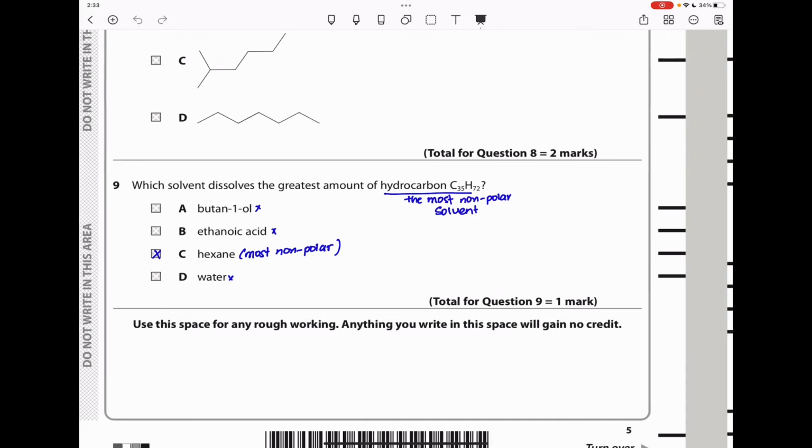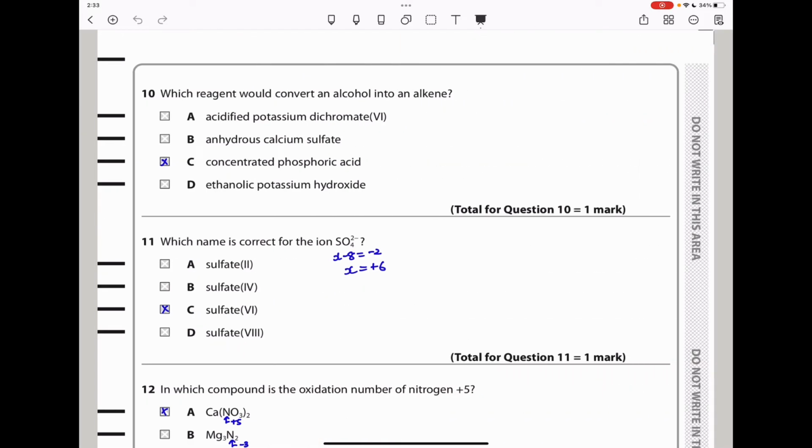Let's continue to question 10. Question 10 says, which reagents would convert the alcohol into an alkene? And again, remember here, to convert an alcohol, let me give you an example. An alcohol like ethanol, if you are to convert it to ethene, it means we need to eliminate water. And the only thing that is very good at eliminating water in this case should be phosphoric acid. That is used as a catalyst in this reaction. So concentrated phosphoric acid, this answer here should be C, as you can see.